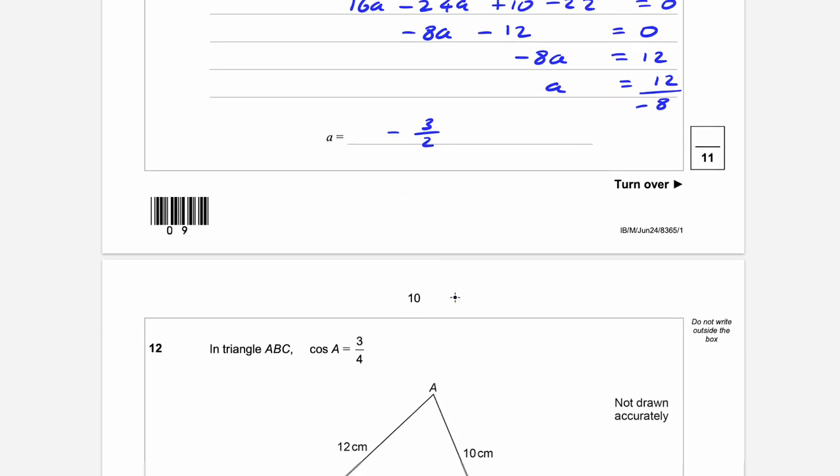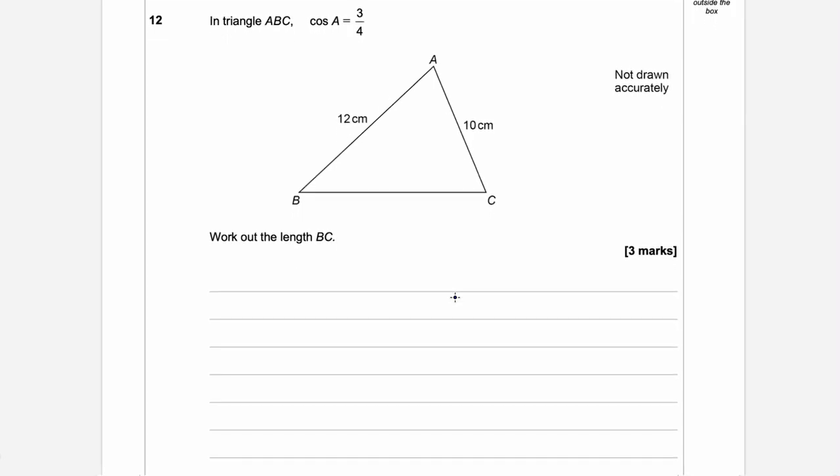Okay, that is question 11. Question 12. In triangle ABC, cos A is this. Work out the length of BC. So cos of A is this. We don't have the angle, but we do have the cos of the angle, which is actually even better. So this is actually easy, guys.